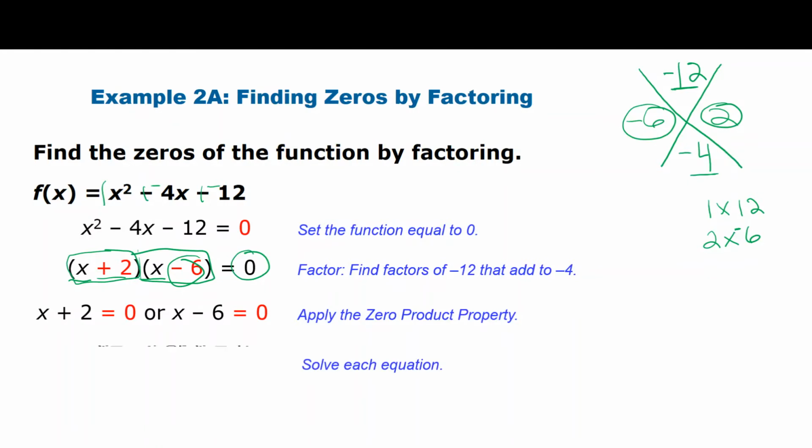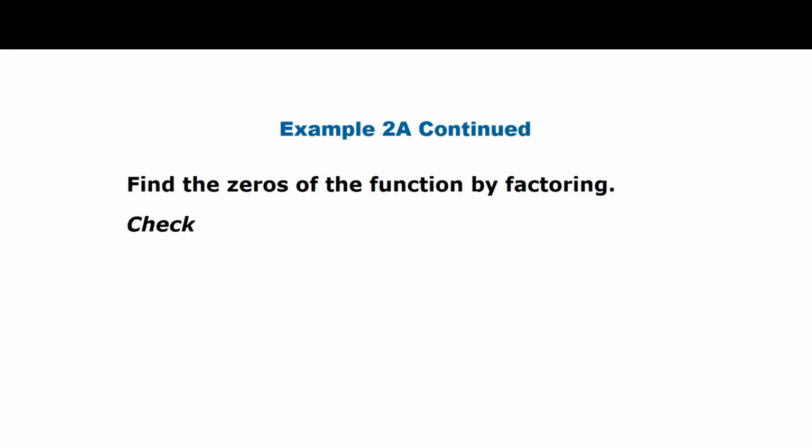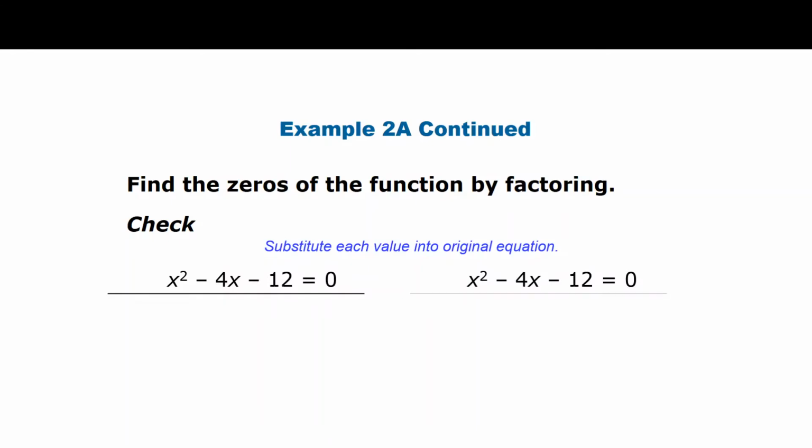So then I can solve each equation and see that x is either going to equal negative 2 or x will equal 6. So once we have found our zeros, then we can check and make sure that we got it right. So we're going to substitute each value into the original equation. So here they are.